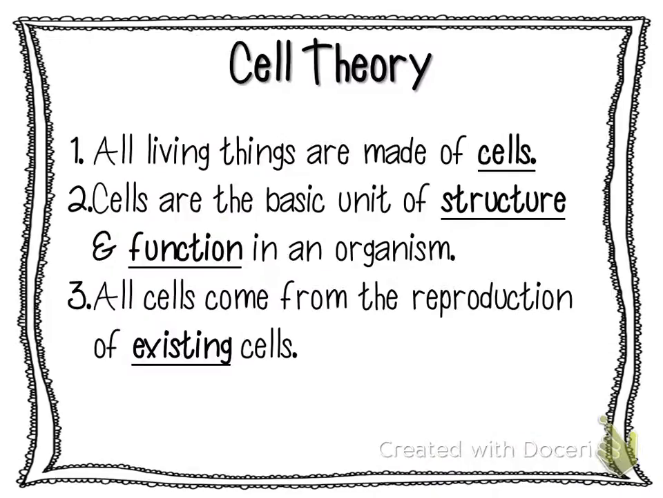A quick recap of our cell theory before we go into any more about cells. We have three parts of the cell theory. Remember, all living things are made of cells. Cells are the basic unit of structure and function in an organism. And lastly, all cells come from the reproduction of existing cells. I know we've already talked about this, so this is just a refresher recap.